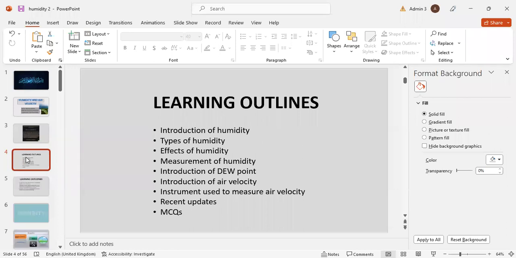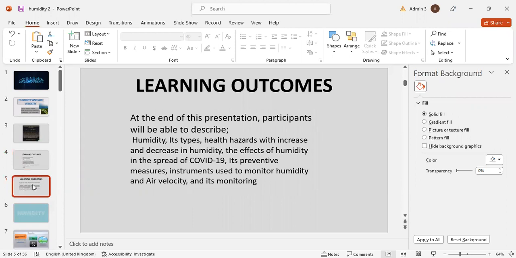Learning outlines: introduction of humidity, types of humidity, effects of humidity, measurement of humidity, introduction of dew point, introduction of air velocity, instruments used to measure air velocity, recent updates, and MCQs. Learning outcomes: at the end of this presentation, participants will be able to describe humidity, its types, health hazards with increase and decrease in humidity, the effects of humidity on the spread of COVID-19, its preventive measures, instruments used to monitor humidity, and air velocity and its monitoring.